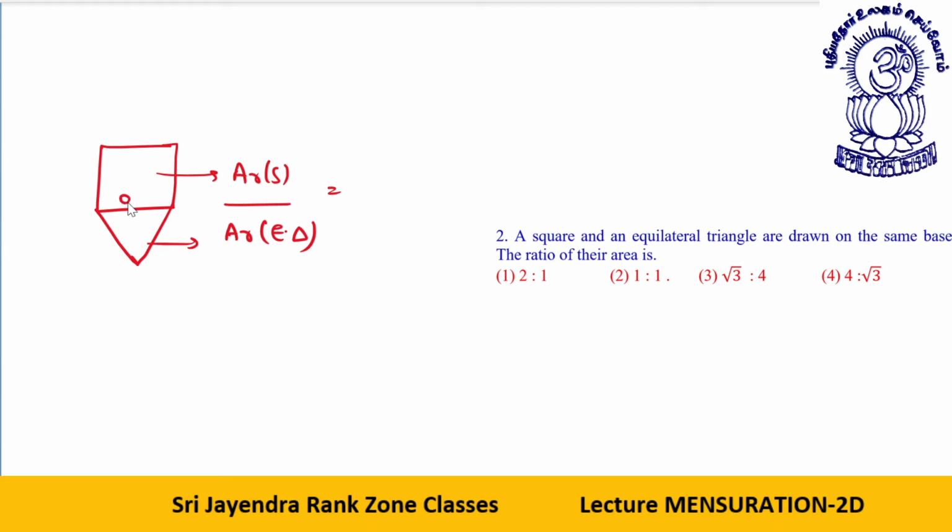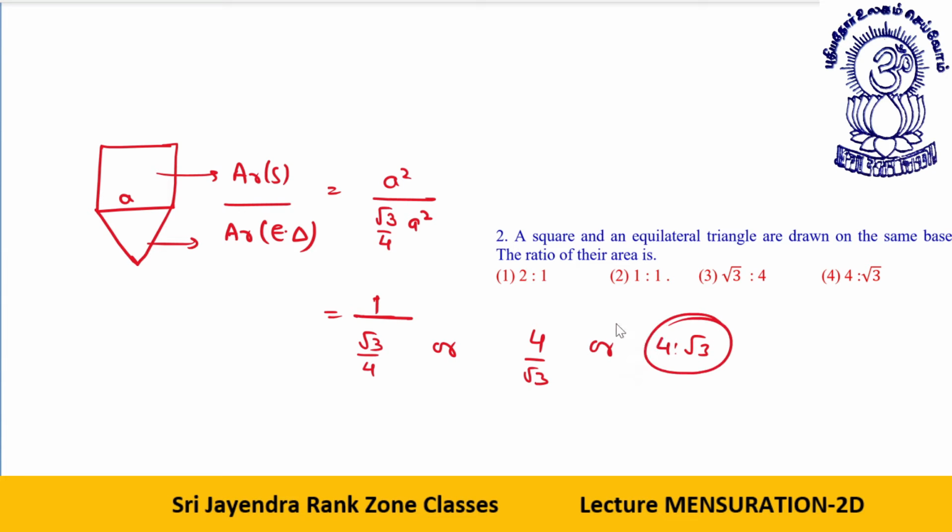Let's say this side is A. What is the area of square? The area of square is A square. The area of equilateral triangle is root 3 by 4 A square. A square and A square will cancel, so this gives you finally 1 upon root 3 by 4, or 4 is to root 3. This is your answer. Clear?